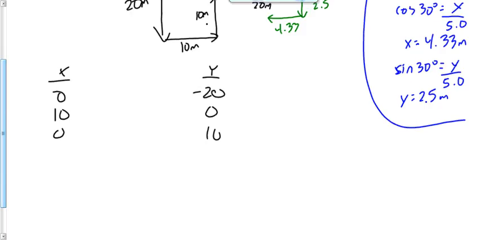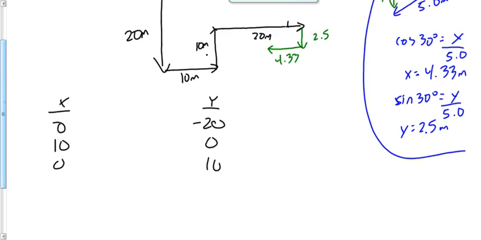Holly, what's the X component of the fourth one here, this 20 meters? 20. And what's the Y component? 0. And what's the X component of this fifth one here? Taylor, what's the X component of the green one here? No, the X component. Good. Negative 4.33. And the Y component is negative 2.5.